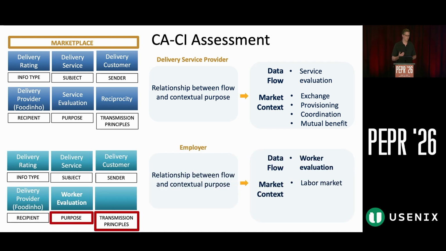Now, if we compare this with the flow around worker evaluation, we can see that the purpose changes. Now, workers are being evaluated. It's mostly the same data, but the transmission principle is not quite clear because it's not reciprocity. The workers don't know that this is being used to assess their performance. And our context has also changed. We're now looking at labor market aspects, and there are all kinds of other things that come into this with worker protections and so forth.